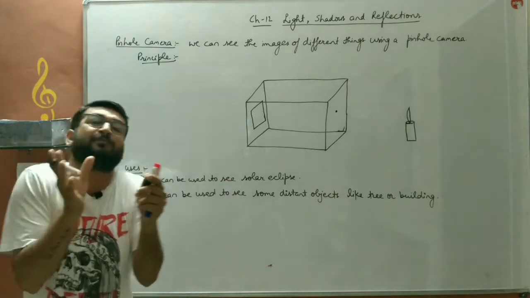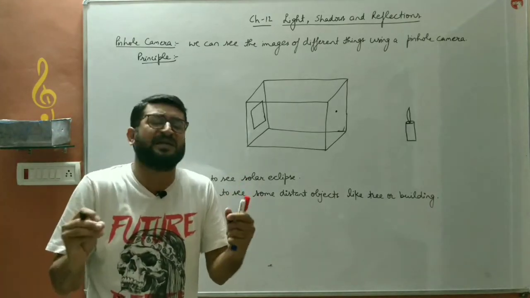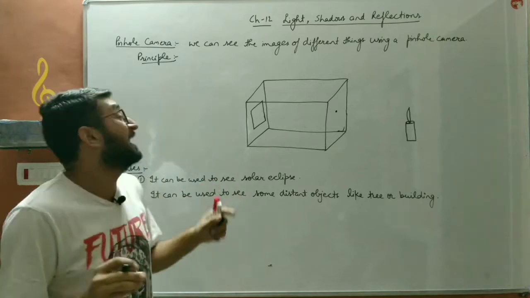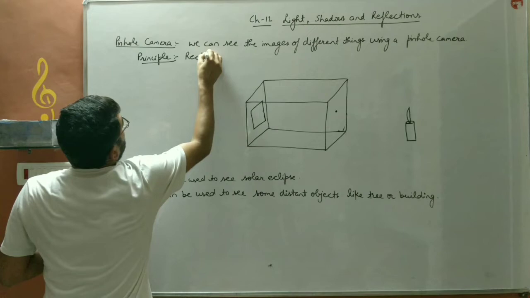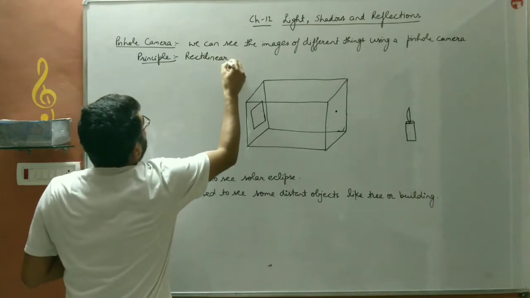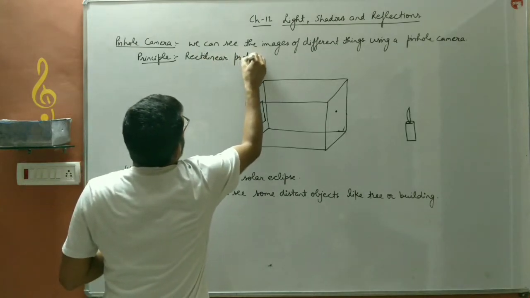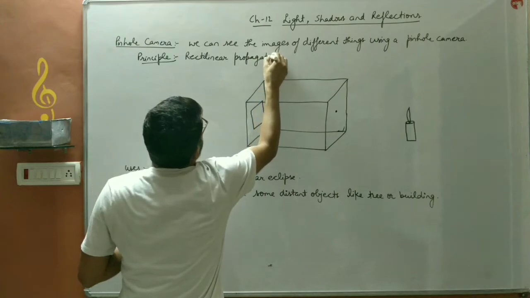Everything in science has a principle. एक सिद्धांत होता है बच्चे साइंस में हर चीज के काम करने का. And the principle of the pinhole camera is, as I described in my previous part, rectilinear propagation of light.